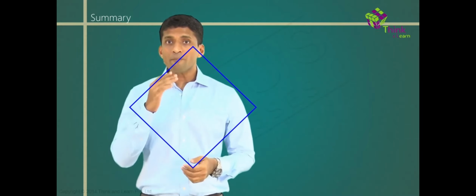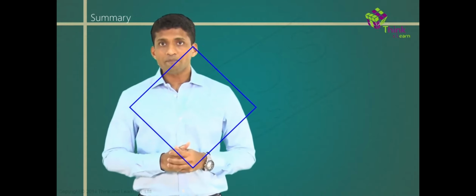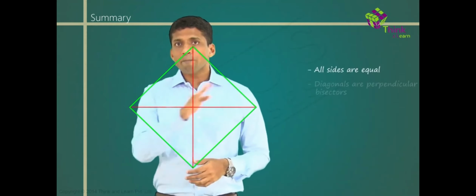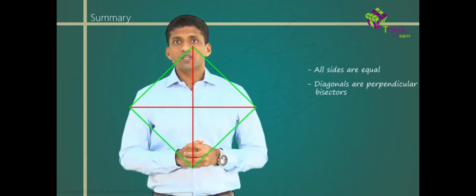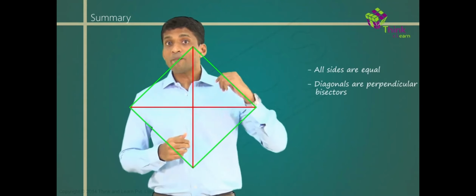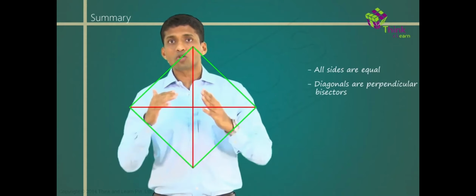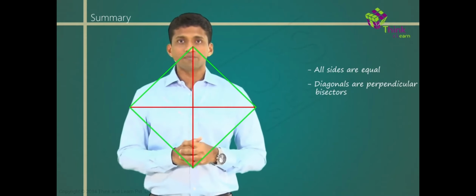Next, we'll look at special parallelograms, starting with a rhombus like this, which will have the properties of a parallelogram as well as that of a kite. So all sides are equal. Diagonals will be perpendicular bisectors, because in a parallelogram diagonals bisect each other, and in a kite they are perpendicular to each other. So together it will be perpendicular bisectors.